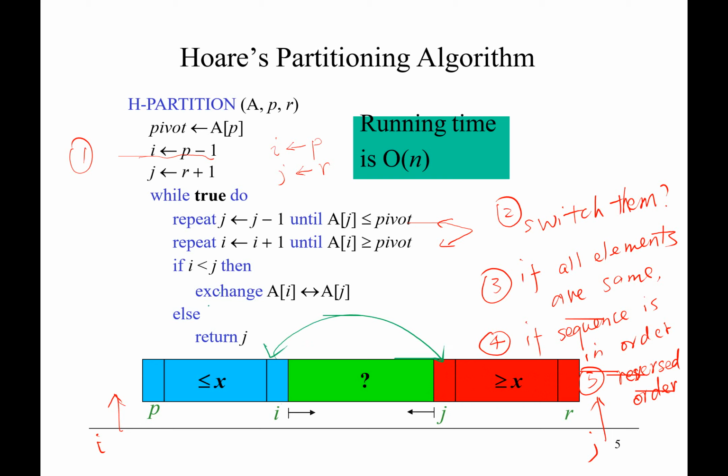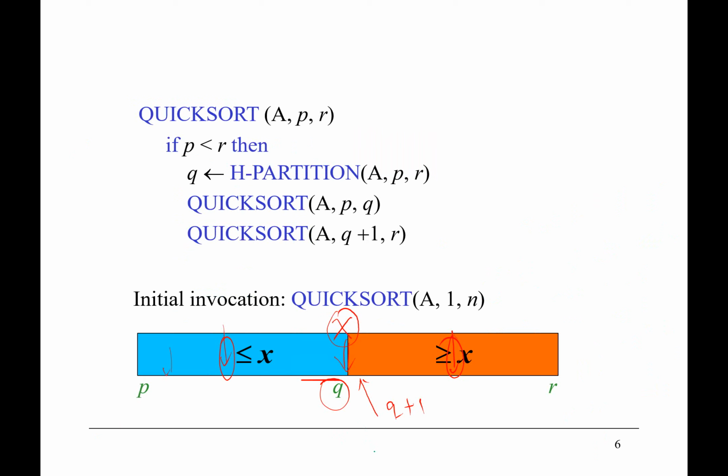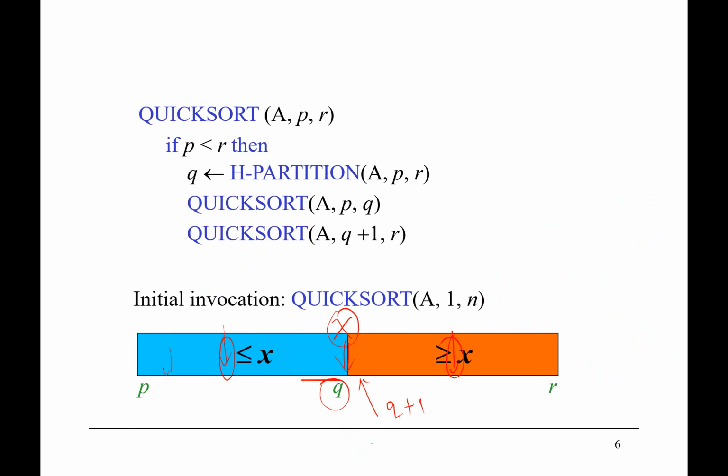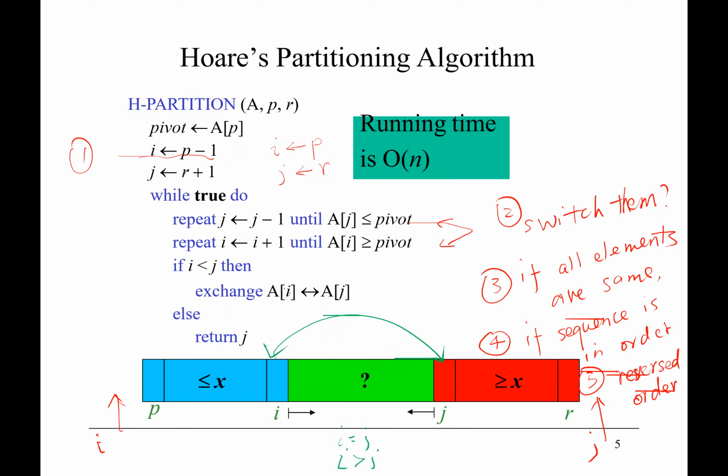We continue this procedure until I and J meet, or I is larger than J, right? Because if I is smaller than J, we exchange. Only when they are equal, it means we scanned every element, or I is larger than J, right? It means we crossed the middle line. Cross the splitter. It's hard to say middle line, but we crossed the splitter.